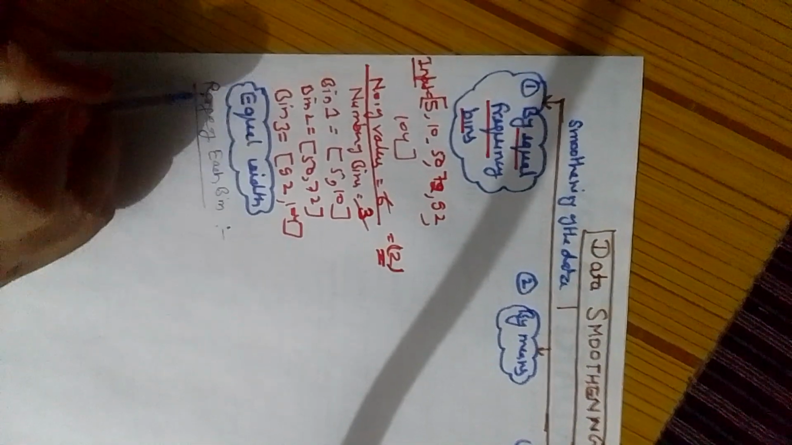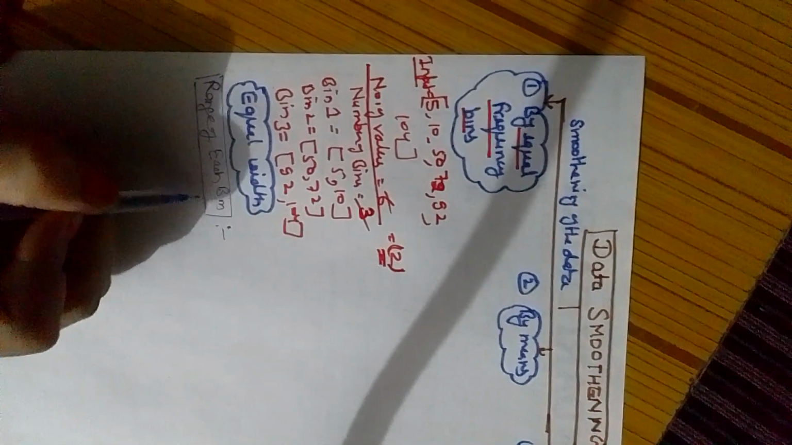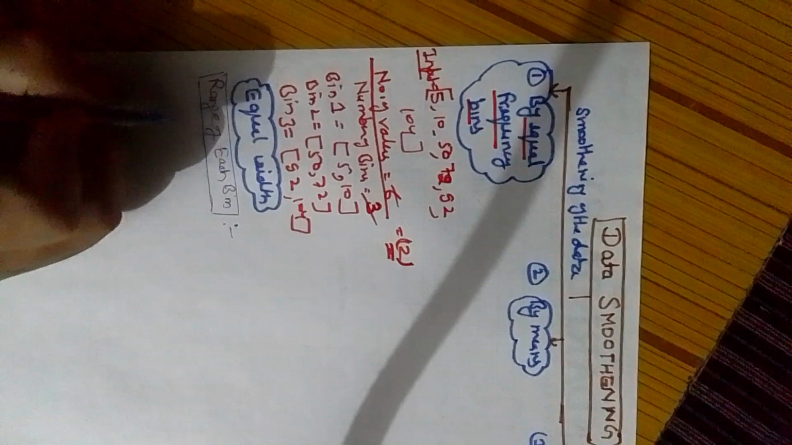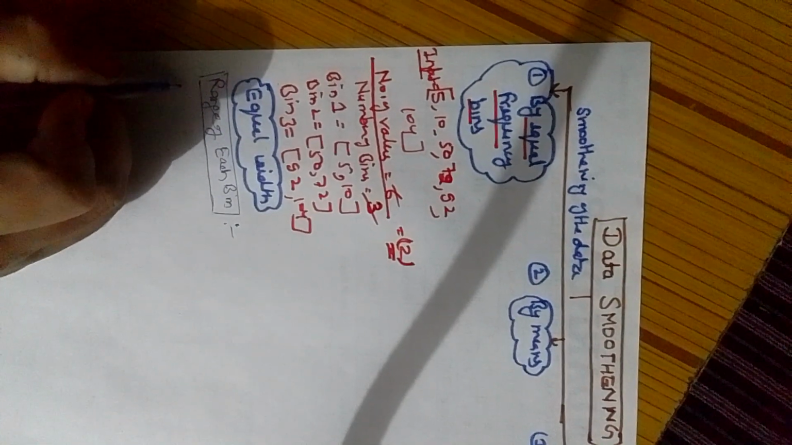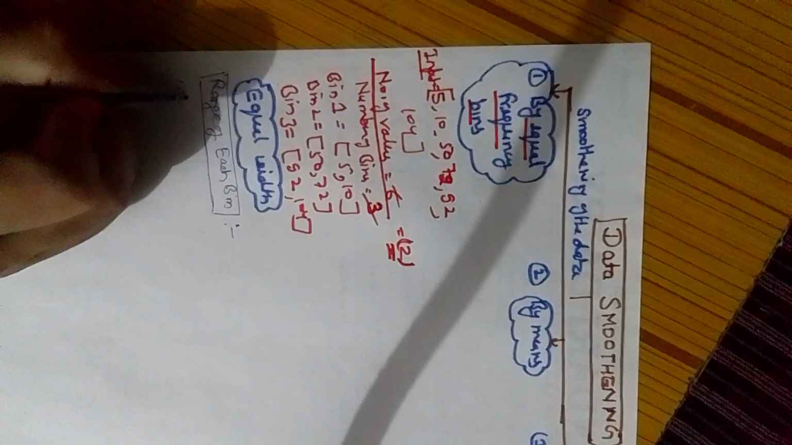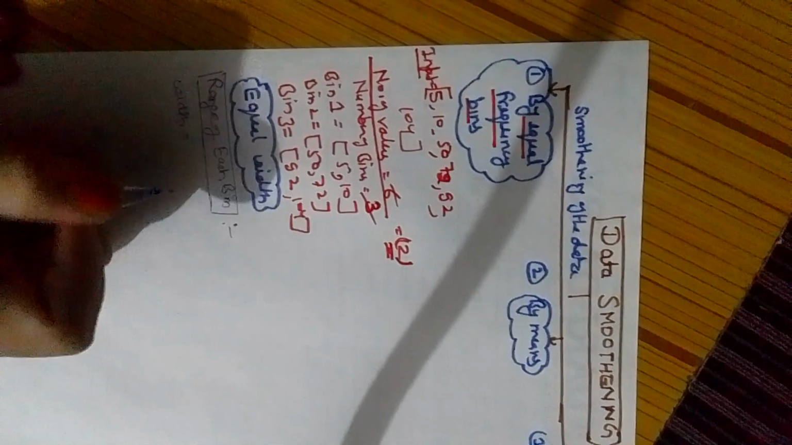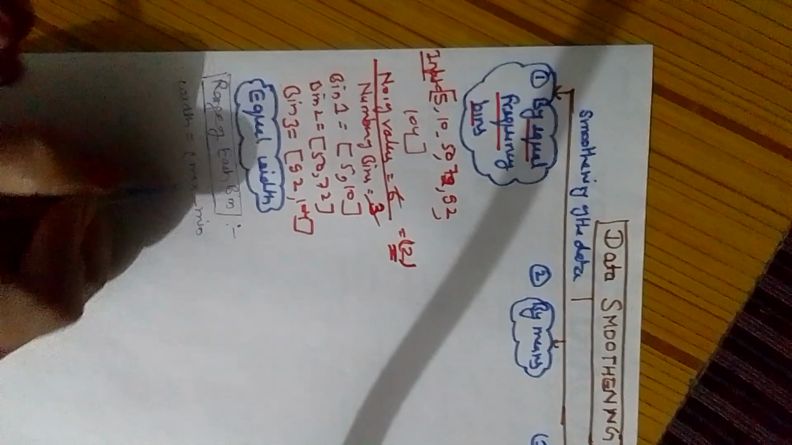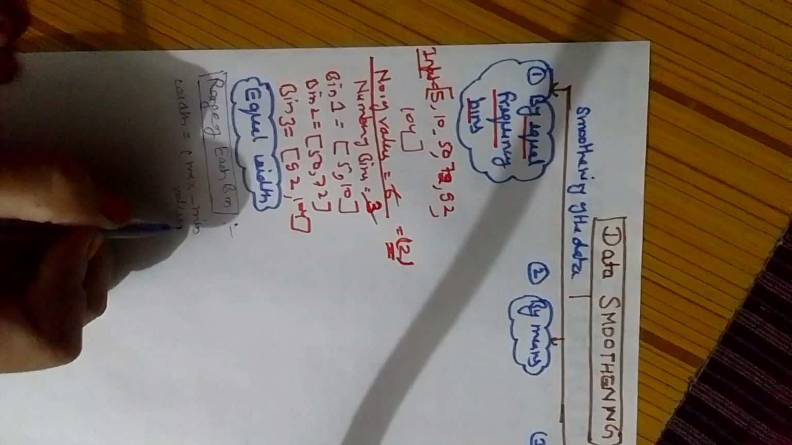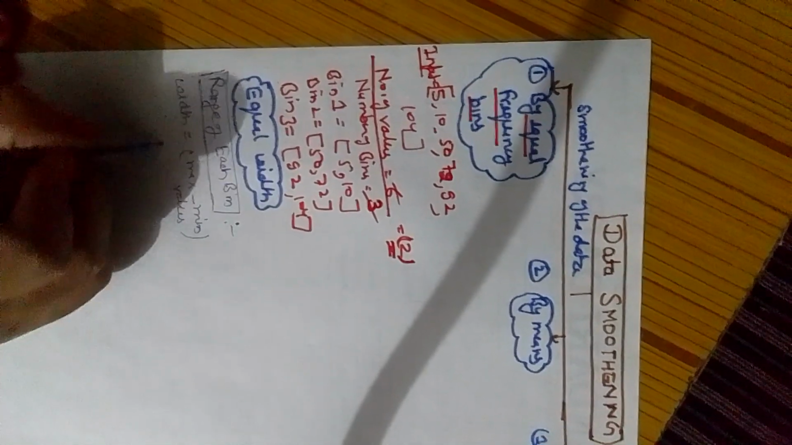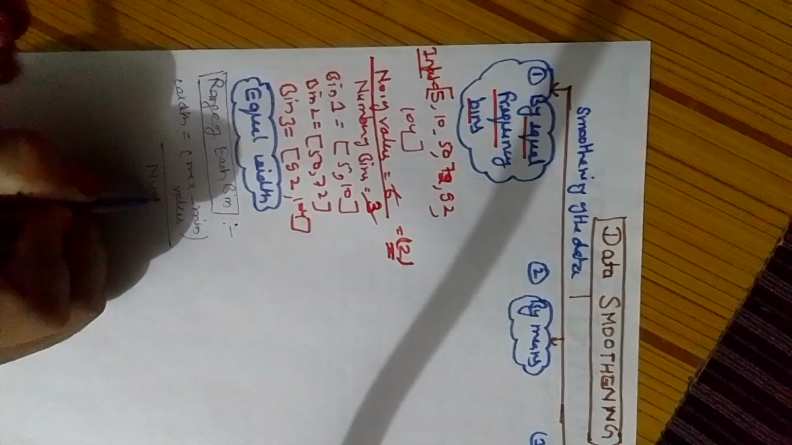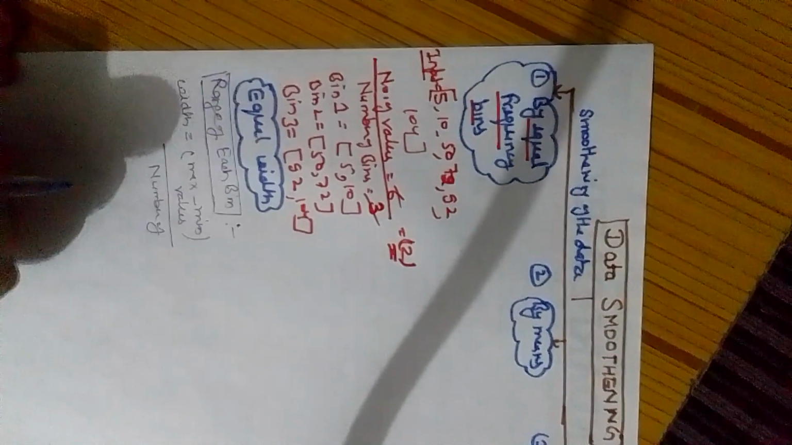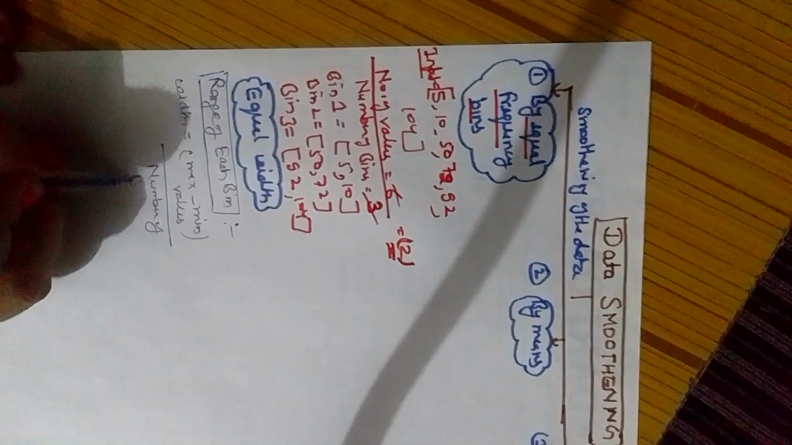So what is the range of each bin? There is one formula for that. And what is that formula? Width is equal to maximum minus minimum values divided by the number of bins.